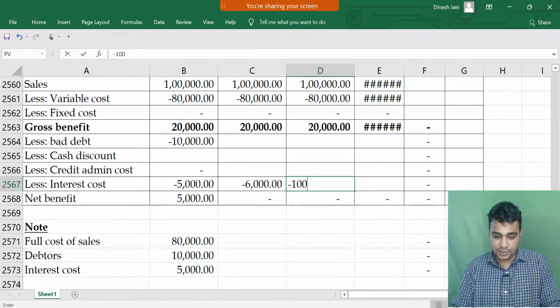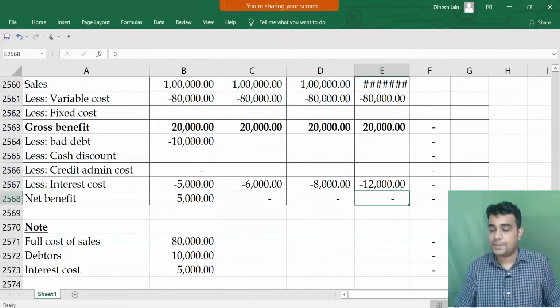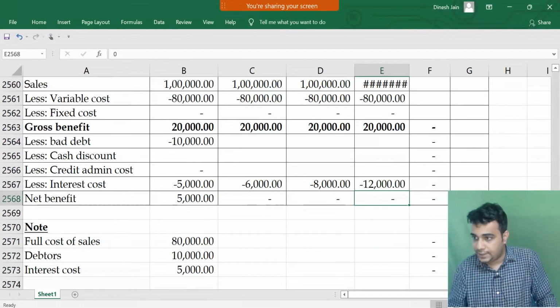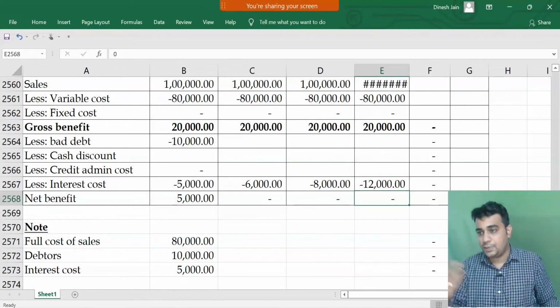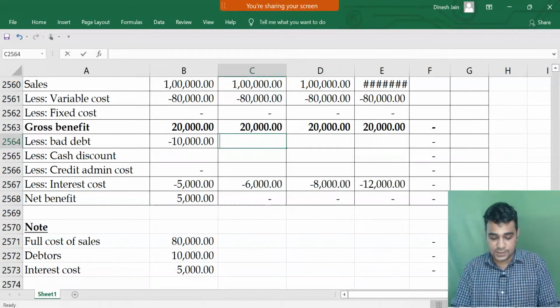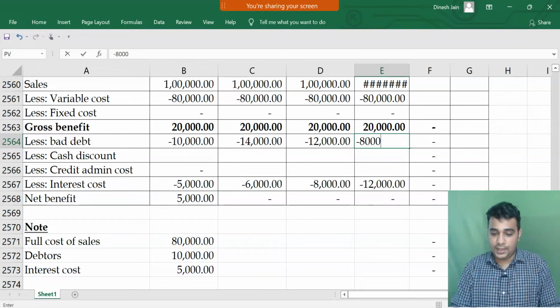40% means 10,000 into 80%. 10,000 into 120%. 30, 40, 60 is the after tax. We are converting into pre-tax. For converting into pre-tax, you are technically doubling it. You divide by 50%. Bad debt is a balancing figure, which is 14,000, 12,000, 8,000.